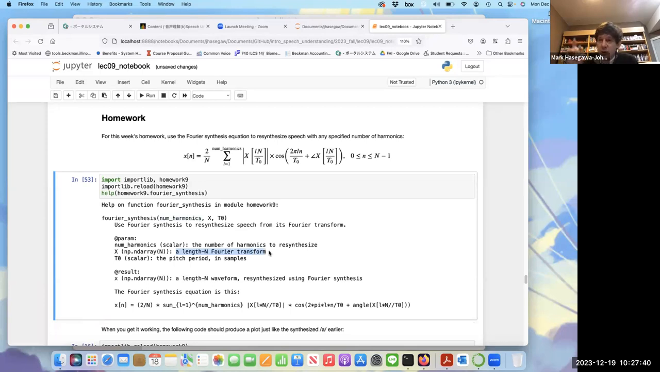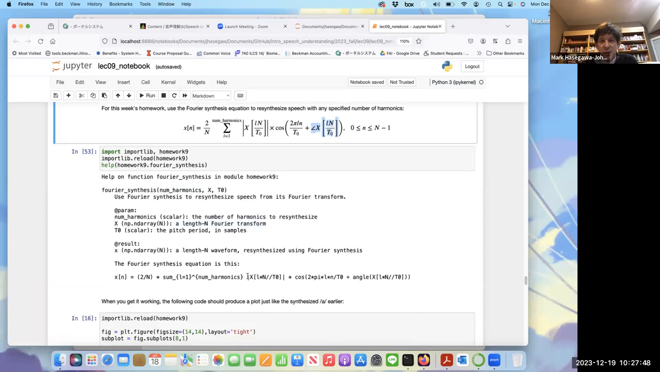And what we want to do is go into that Fourier transform and find the amplitude of each harmonic and the phase of each harmonic, and use those to resynthesize speech according to this same formula shown up above, where we take the absolute value of the L times N over T naught bin and the angle of the L times N over T naught bin, and we use those to modify a cosine at the frequency 2 pi times L over T naught.